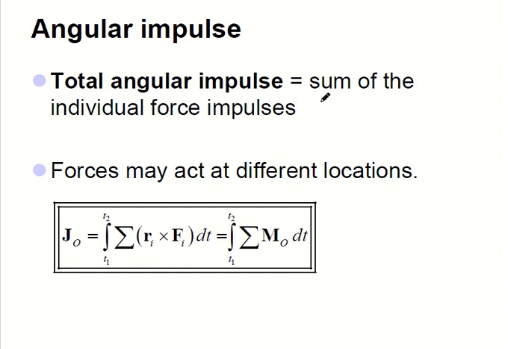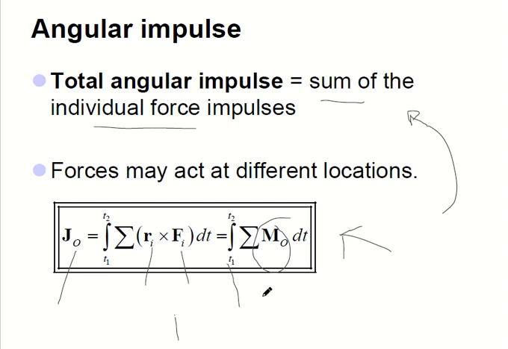Total angular impulse is nothing but the sum of the individual force impulses. And we can write the equation to represent that definition in this way. So forces are going to act at different locations. Here these are different forces at different locations represented by i for the particles in that rigid system. And here is, of course, your angular impulse. We can also write it with a moment in this way: your time interval, and then the sum of your moments equivalent to this.